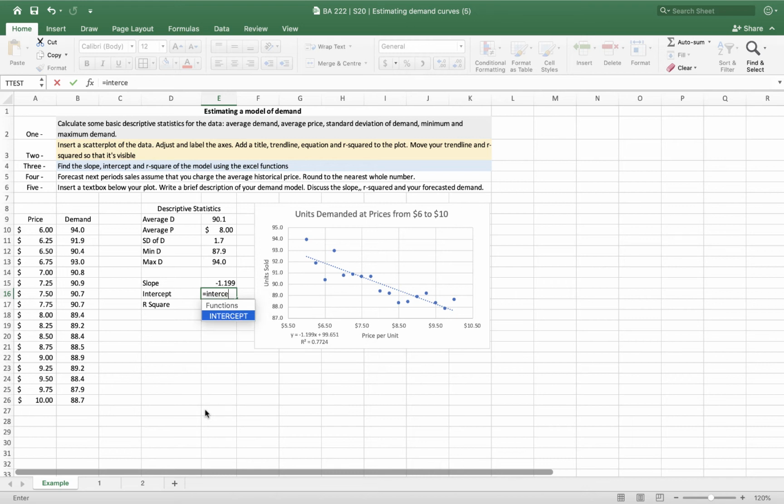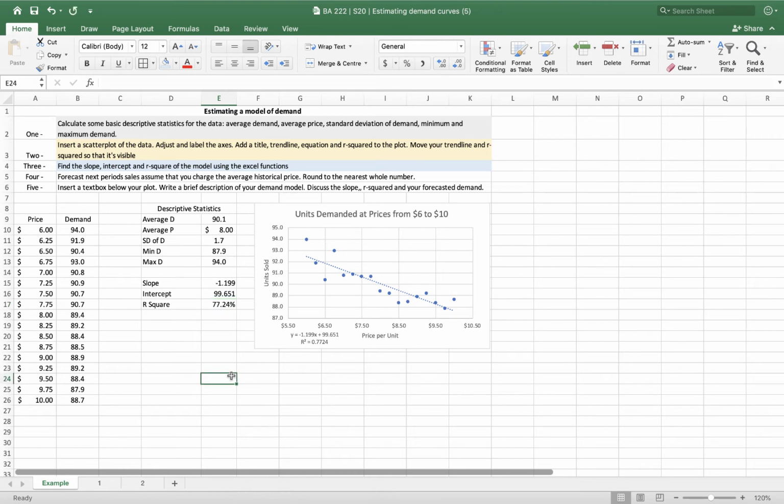Intercept formula is equals INTERCEPT. And again, the known y's are demand, and the known x's are price. 99.651. And then the R squared, RSQ, known y's, known x's. This nifty little statistic, R squared, can be expressed as a decimal, but you could also express it as a percent if you wanted.